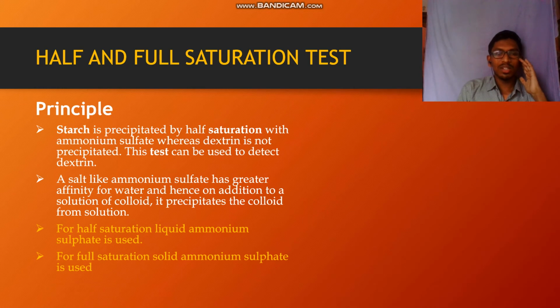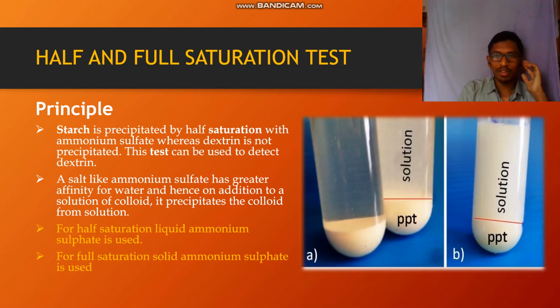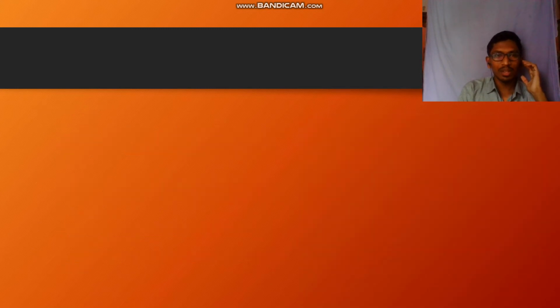Okay, we'll go with the principle. Starch is precipitated by half saturation with ammonium sulfate, whereas dextrin is not precipitated. The test can be used to detect dextrin. A salt like ammonium sulfate has greater affinity for water, and hence on addition to a solution of colloid, it precipitates the colloid from solution. For half saturation, liquid ammonium sulfate is used. For full saturation, solid ammonium sulfate is used. You can see white precipitate formation in photos A and B.